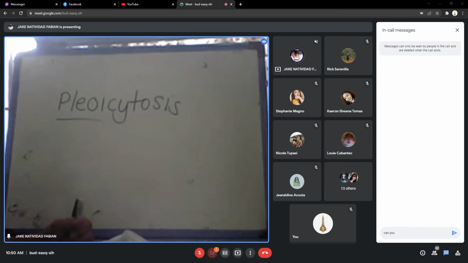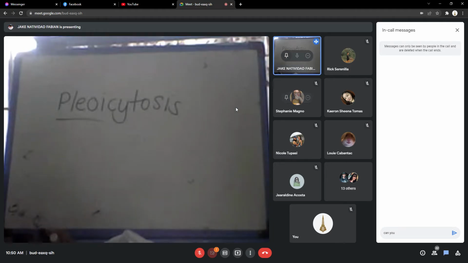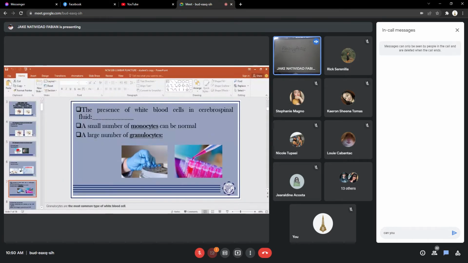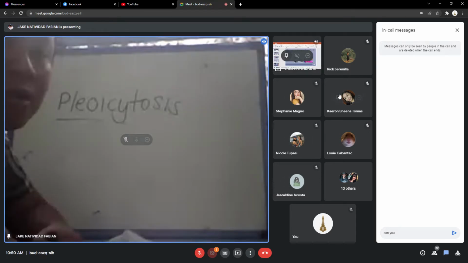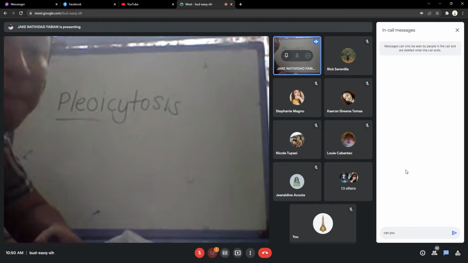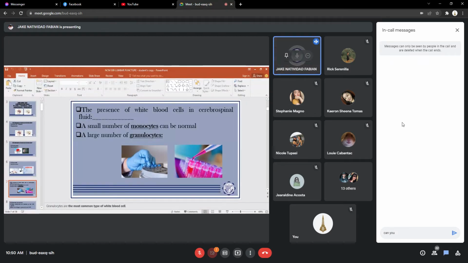But if it is increased, then that may suggest possible infection. Okay, it may suggest a CNS infection. It may suggest CNS trauma or a brain trauma. It may suggest a tumor or abscess. Okay? A small number of monocytes can be normal. It's a special type of your WBC, so a small number of monocytes can be normal, but a large number of granulocytes, guys, may suggest now bacterial meningitis.